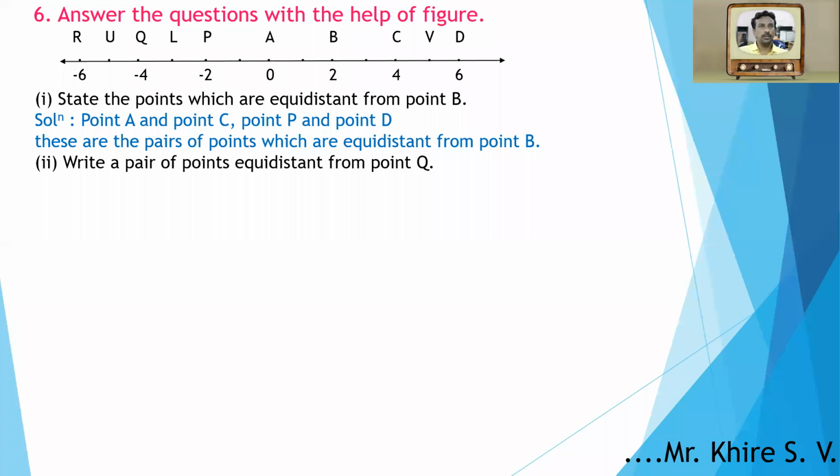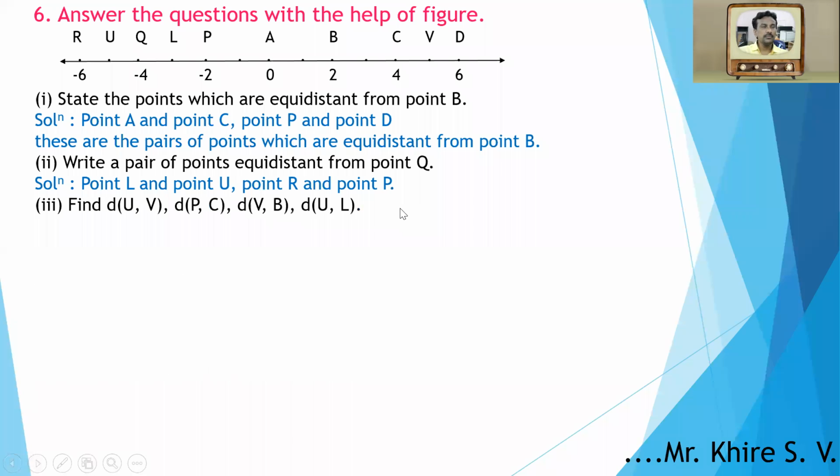Second question, write a pair of points equidistant from point Q. Similarly to B, where is Q? Here. The coordinate of point Q is -4. Point L and point U are two points, one on the right side of Q and one on the left side. Both are equidistant from point Q. Similarly, point R and point P are equidistant from point Q. Got it?